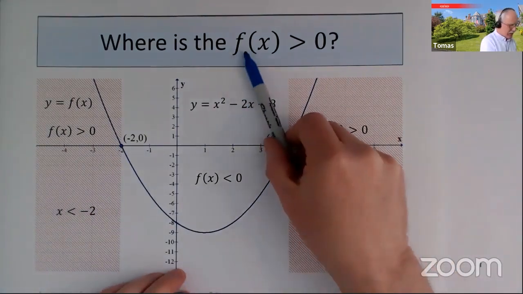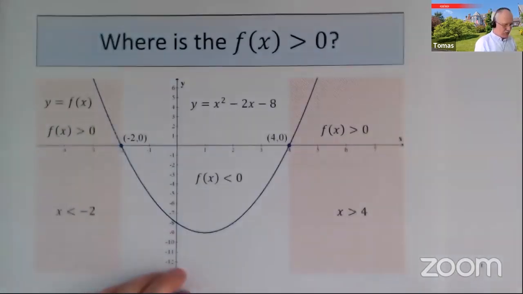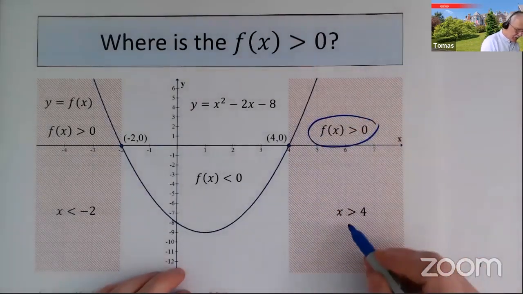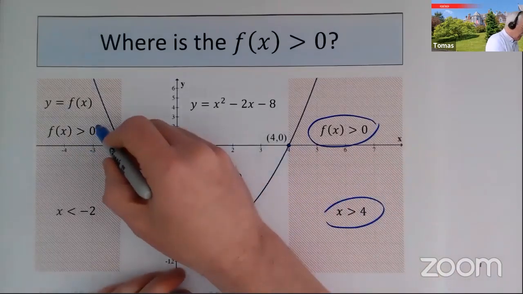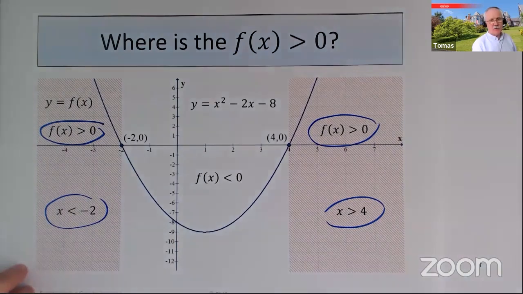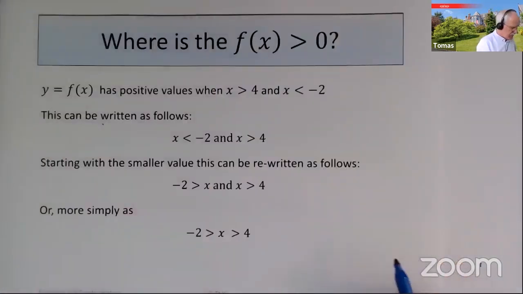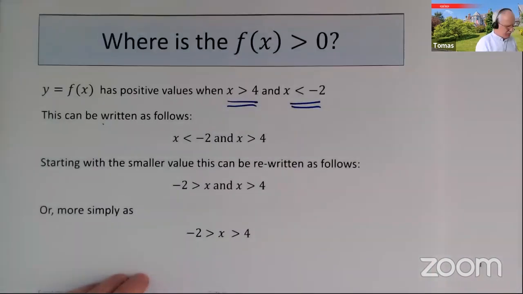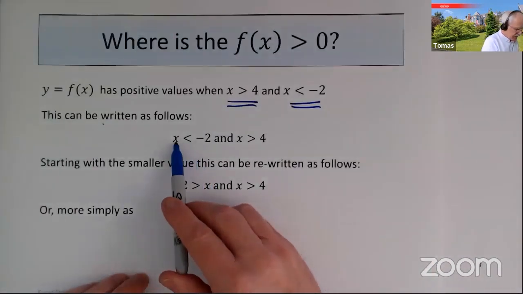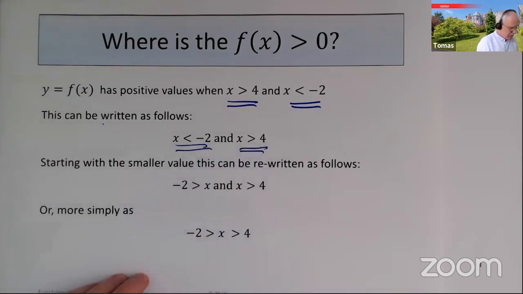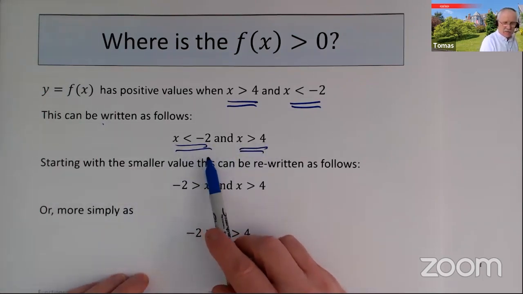So the question is, where is f of x, or where is y greater than 0? Well, certainly in this bit here, when x is greater than 4, and here, when x is less than minus 2. And you just write that out. So there you go, when x is greater than 4 or x is less than minus 2. Now you can write that as x is less than minus 2 and x is greater than 4 as two things. But sometimes it's nice to write it in two different ways.